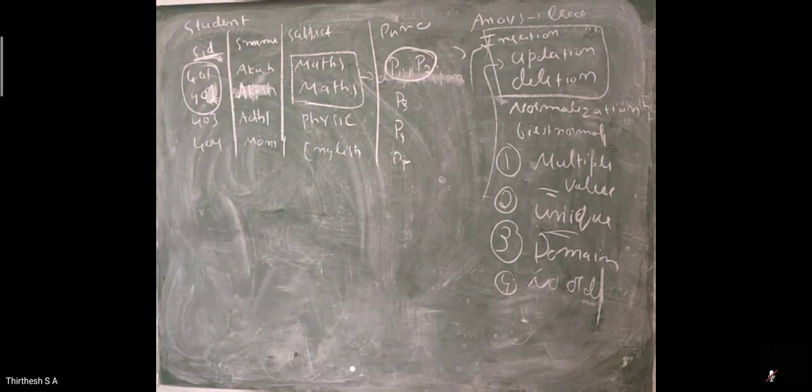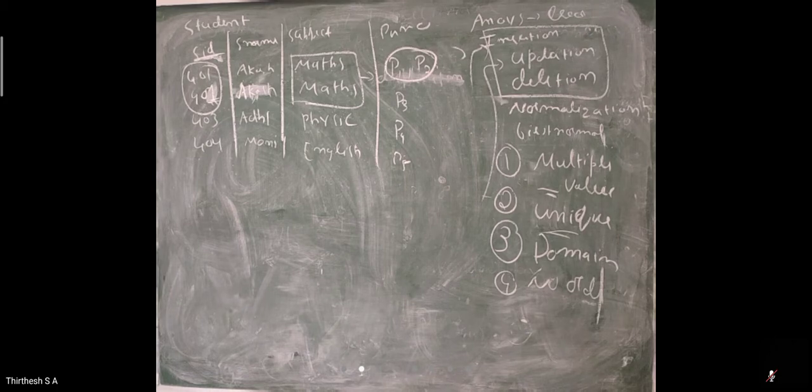So what does it say? It should not have multiple values. Second thing is it should not have repeated values or duplicate values. Third one is you should use a proper domain name. Fourth one is there doesn't have any order. So when you see this table, it violates the first normal form.